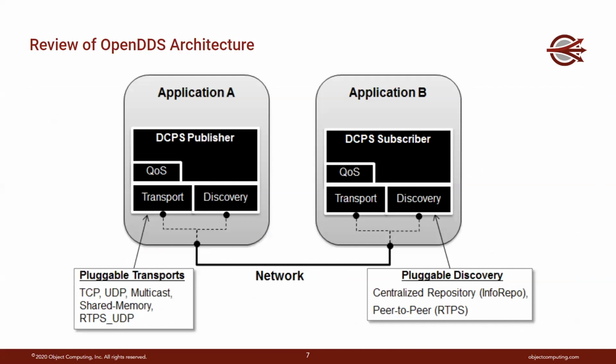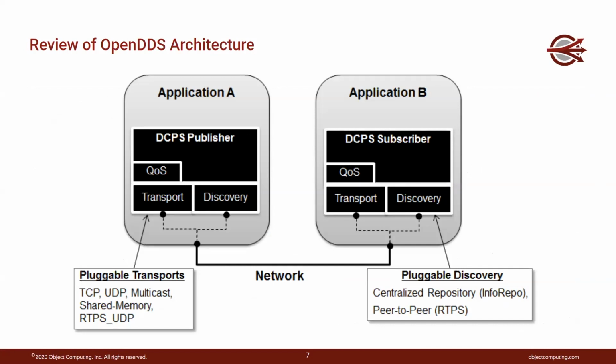So how does OpenDDS actually implement that? Well, we could think of this as taking a bit of a cross section of parts of that previous diagram. If we look at two different applications, for simplification, maybe A here on the left only publishes data, and B on the right only subscribes to it. And we can see that they have a few different layers, right?